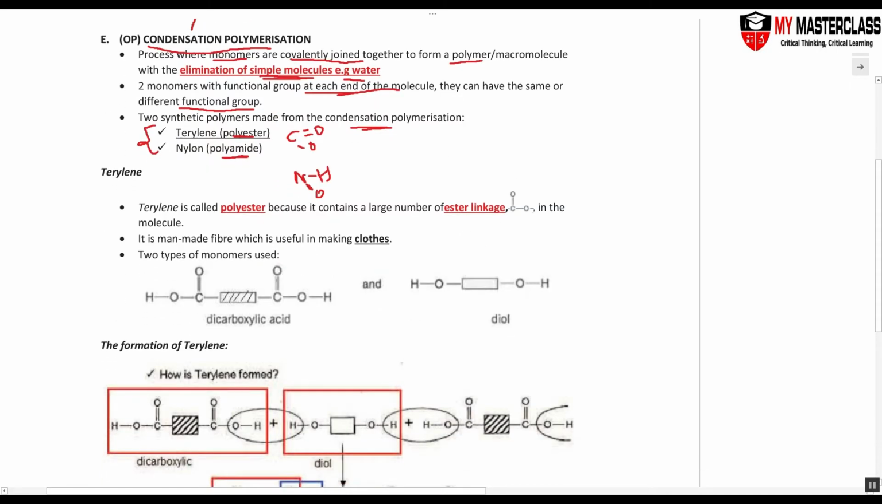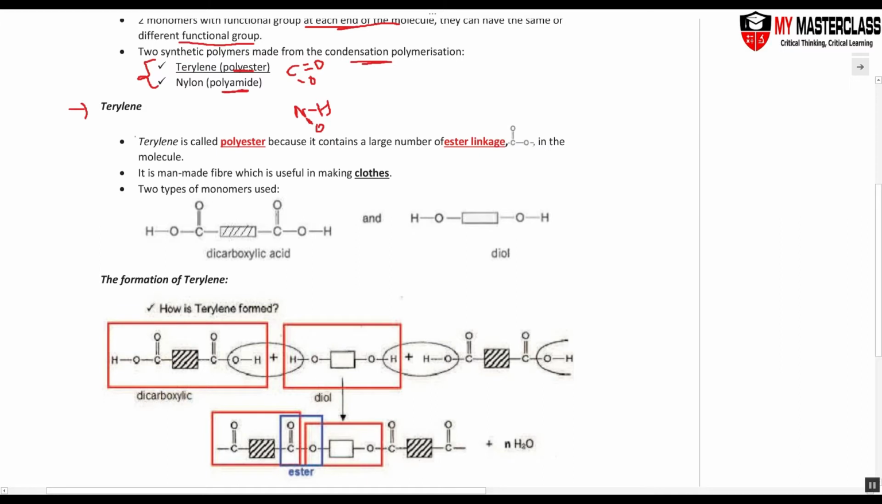These two are like the cloth that you use to make clothes. Terylene or polyester, because it contains a large amount of ester links, is a man-made fiber used to make clothes. The two monomers used are a dicarboxylic acid and a diol. Remember, just now to form esters, you need a carboxylic acid and an alcohol, right? But to keep forming the esters in a long chain, you will need a dicarboxylic acid and a diol. Dicarboxylic acid just means there's COOH on either side, and diol means there's OH on either side. Your functional group is found at the end of your molecule.